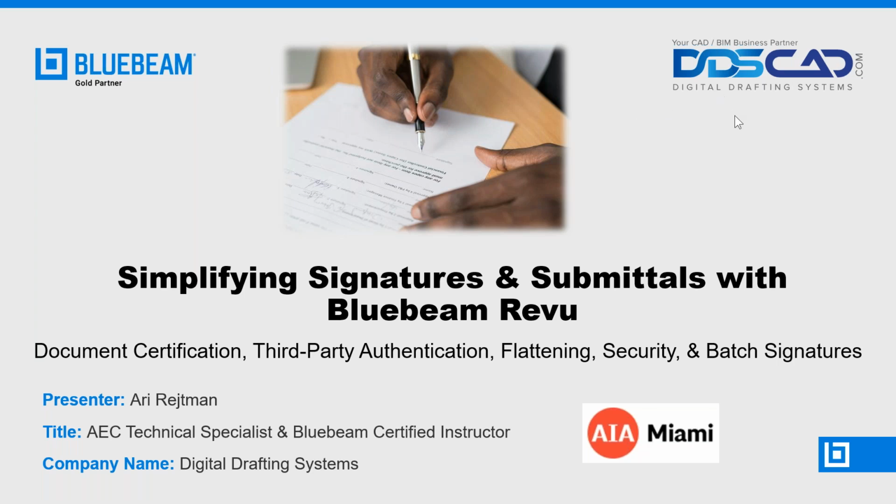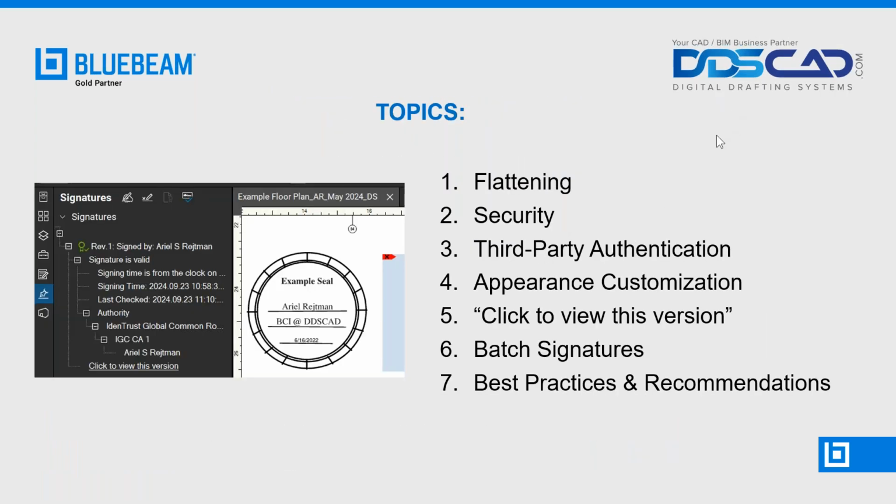Let's get into the heart of why we're here today. What are we going to be learning in terms of signatures and submittals, of course? The topics here are going to be done in roughly this order. We're going to be learning about flattening and what it means to use quick flattening and the flattened dialog. We'll learn about security and how security should be set before signing, along with different kinds of authentication that also secures our signature. So we'll talk about second-party authentication and, of course, third-party authentication.